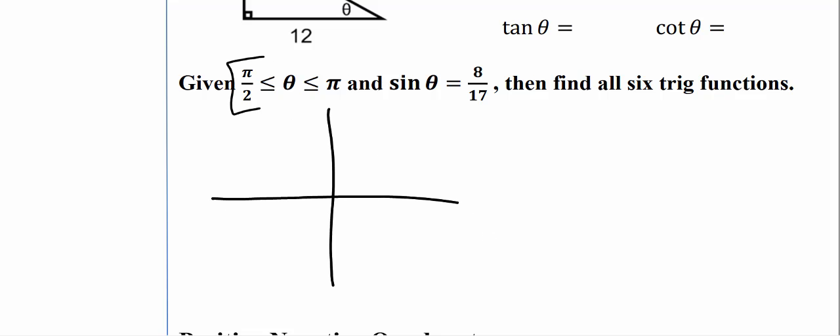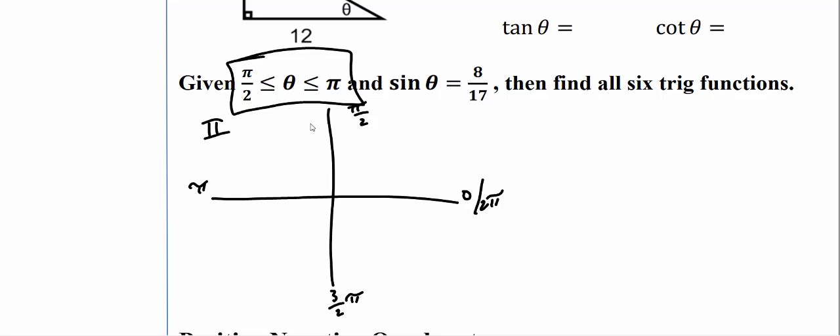If I'm given this, what quadrant is that in? Well, this is 0 or 2 pi. This is pi over 2. This is pi. And this is 3 over 2 pi. It says it's in between pi over 2 and pi. So that means we know that it's in the second quadrant. Okay, so I'm going to plot a point. I'm going to make a triangle down with the origin. Here is theta, and we are good to go.